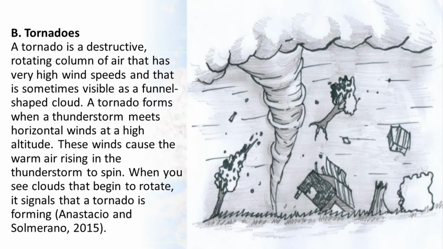A tornado is a destructive, rotating column of air that has very high wind speeds and that is sometimes visible as a funnel-shaped cloud. A tornado forms when a thunderstorm meets horizontal winds at a high altitude. These winds cause the warm air rising in the thunderstorm to spin. When you see clouds that begin to rotate, it signals that a tornado is forming.